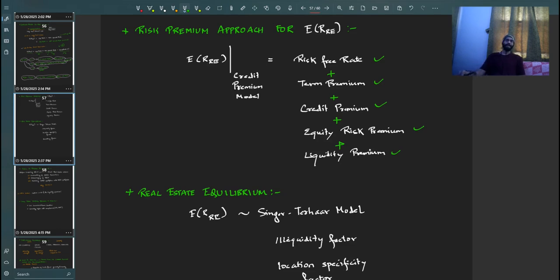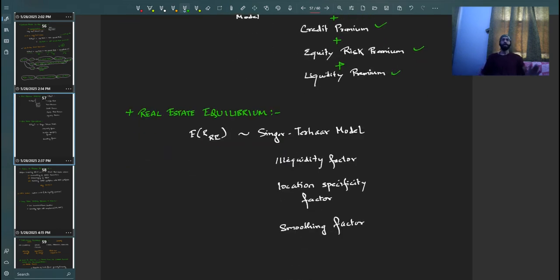Now, the next method is taking into account an equilibrium method to measure the real estate expected returns. Now, can you use something like a Singer-Terhaar model for measuring real estate returns? Yes, you can, but you have to incorporate a few additional factors. First of the factors is that when you are using the Singer-Terhaar model, it is assuming a high degree of liquidity. Therefore, you have to add this illiquidity factor.